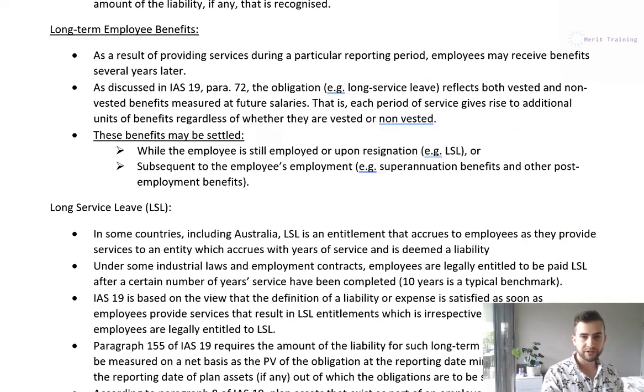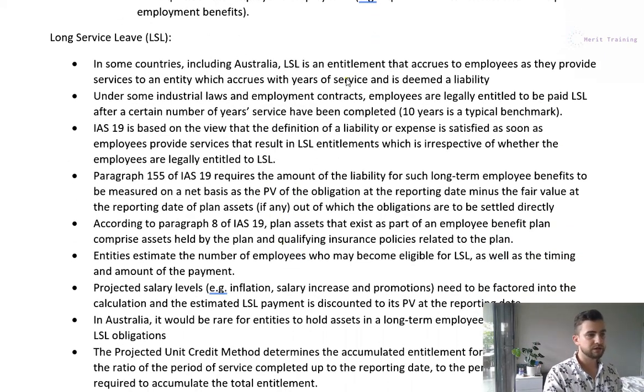Now, it's also important to consider those long-term employee benefits, which is mainly just your long service leave, right? But it also could be an LTI or something like that as well. So in countries, especially Australia, LSL is an entitlement that accrues to employees as they provide services. Typically you work around 10 years, and this varies state by state within Australia, you get around 8 weeks leave.